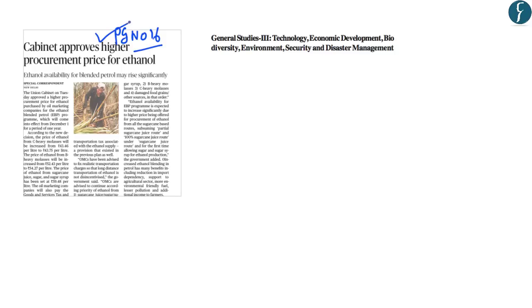Now, this article on page number 16 talks about the Cabinet's decision for allowing and approving a higher procurement price for ethanol. So, this will fall under General Studies paper 3 under the topic Economic Development. In this article, we will try to understand what is the decision of the Cabinet regarding this procurement process and what is the likely impact of this decision.